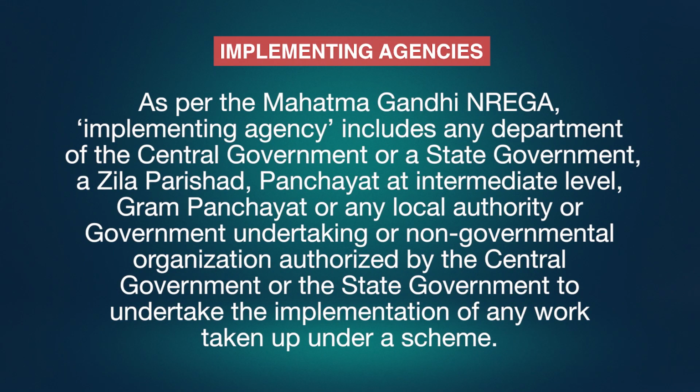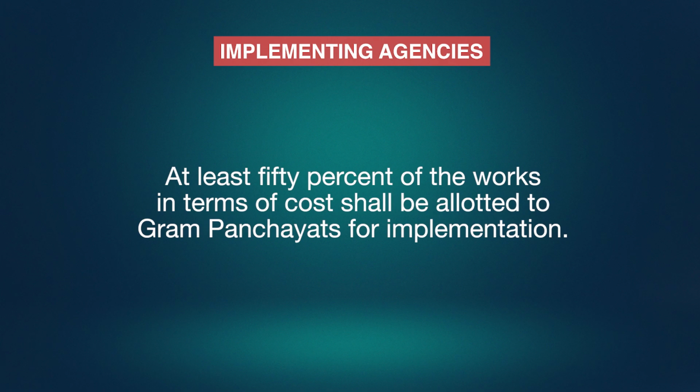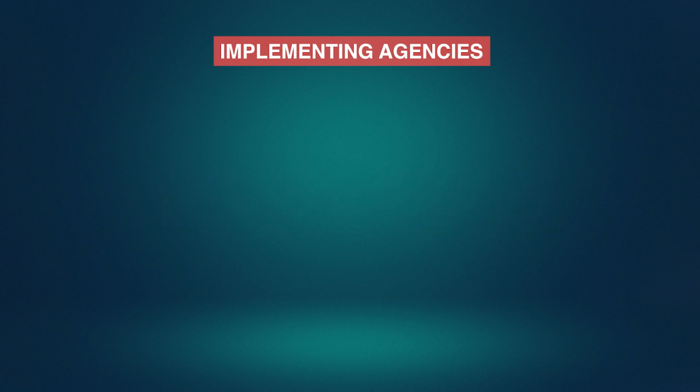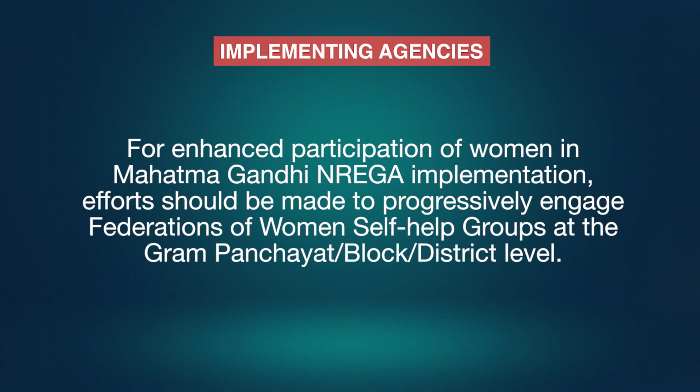As per the MGNREGA Act, implementing agencies include any department of the central or the state government, Zilla Parishad, Panchayat Samiti at the intermediate level, Gram Panchayat at the grassroots level, and any non-governmental organization which seeks to involve itself in the implementation of the work. The Act further says that at least 50% of the total cost of the work shall be allocated to Gram Panchayats for implementation. The officer of the line department at the block level can also work as a program officer under MGNREGA. For enhanced participation of women under this scheme, efforts shall be made to engage women self-help groups for better implementation of this program.